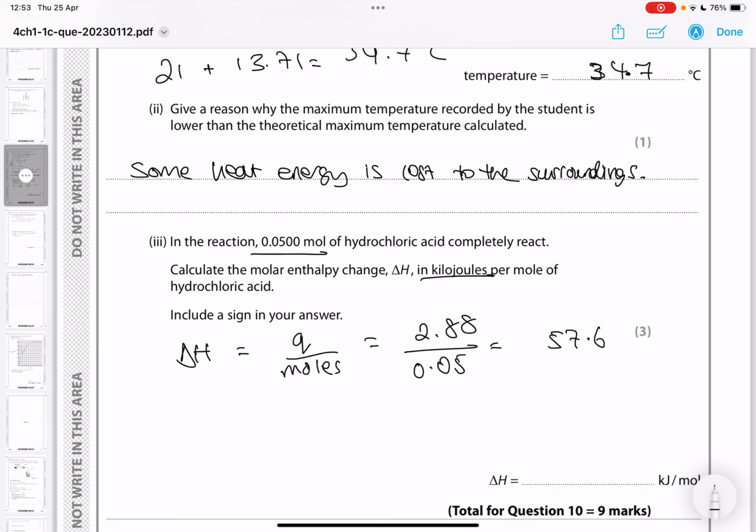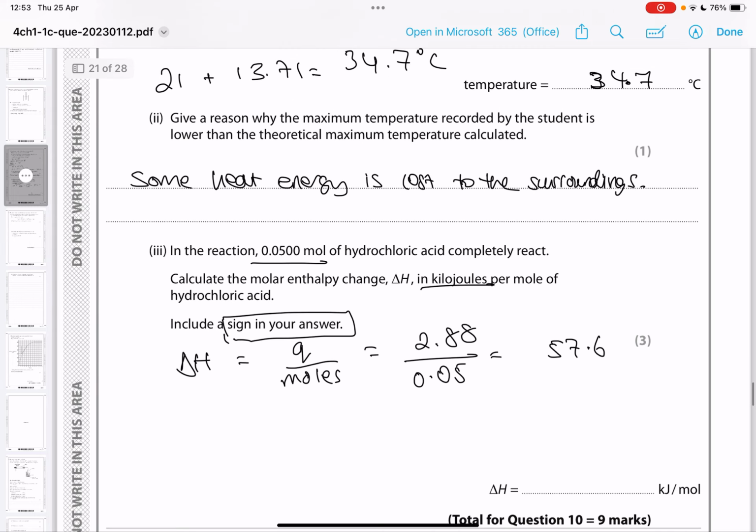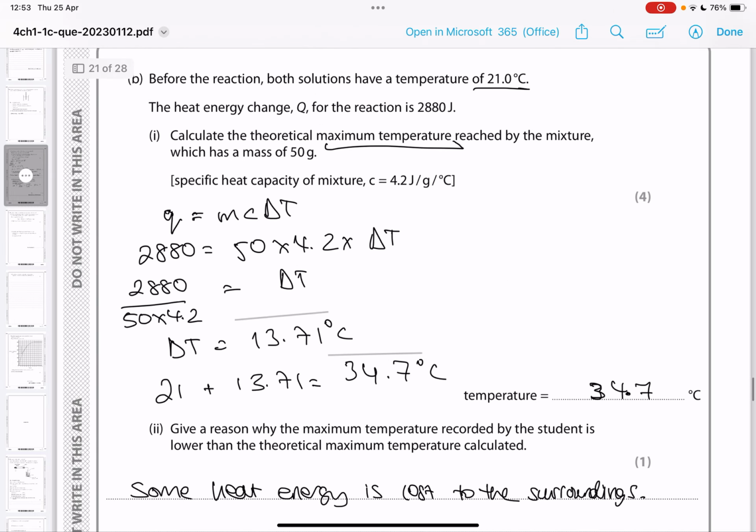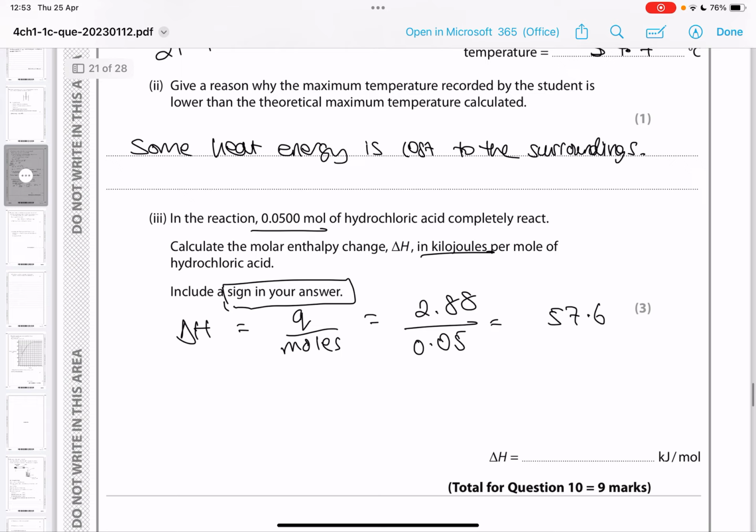But you have to be very careful here. It says include a sign in your answer. This is something very common that lots of people forget. Include a sign because delta H can either be exothermic or endothermic. Now, we have to remember that the temperature is rising. The temperature is increasing here. It starts off at 21 degrees Celsius and is increasing to 34.7 degrees Celsius. So because the temperature is increasing, it means that heat energy is being released into the surroundings, so it's an exothermic reaction. So the sign should be minus. So the enthalpy change will be minus 57.6 kilojoules per mole. Okay.